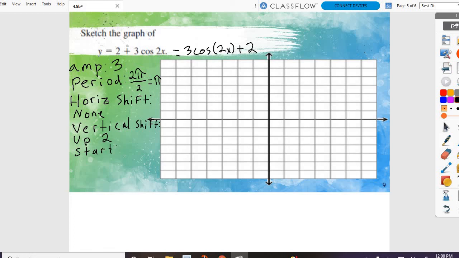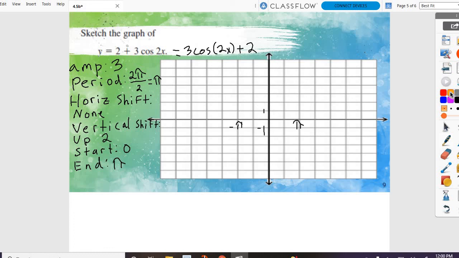So at what x value are we going to start our first cycle? 0, because we didn't move it left or right any. Where are we going to end? Pi. We take our starting spot, add our period, and we get pi. So I'm going to go, let's say our pi is over 2. And then I'm just going to go by 1s on my y-axis.